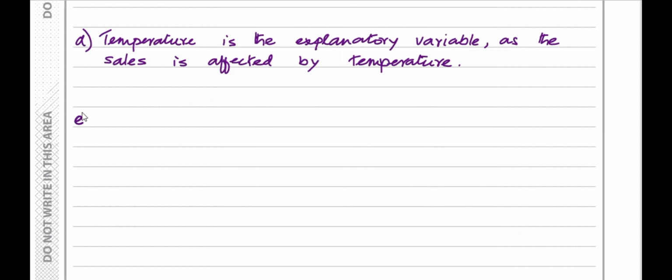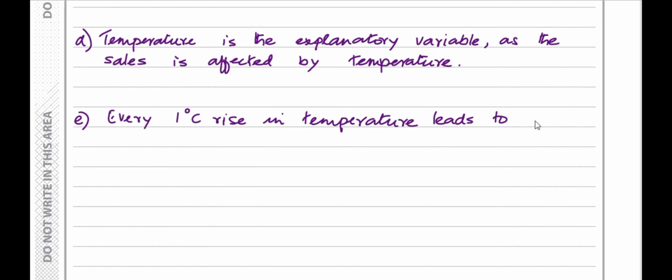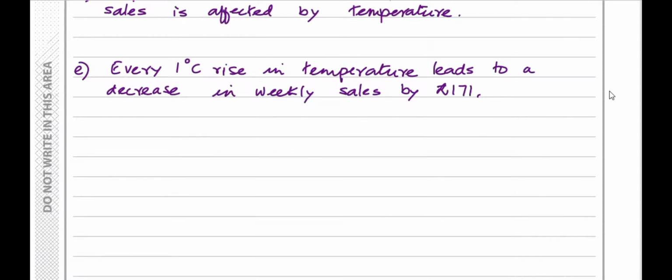So we could say every 1 degree centigrade rise in temperature leads to a decrease in weekly sales by pounds 171. Okay, that is question 2.